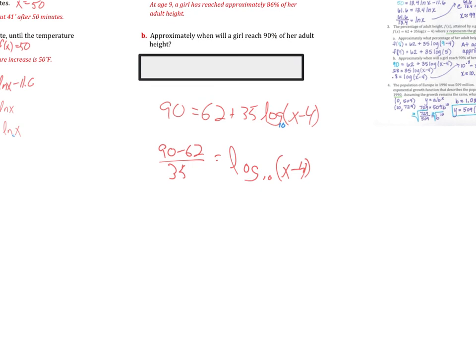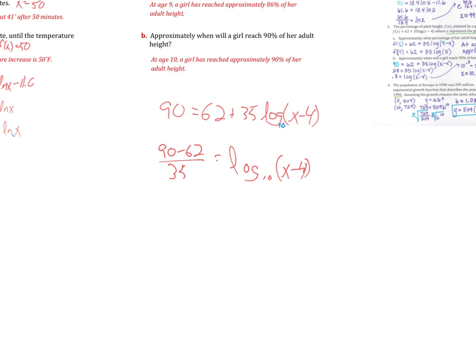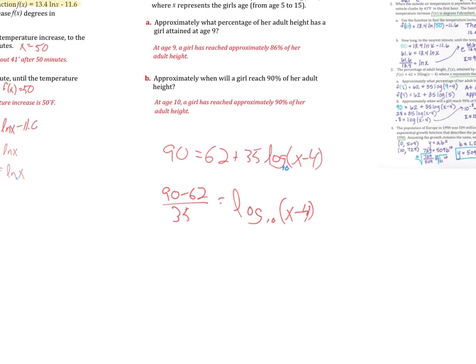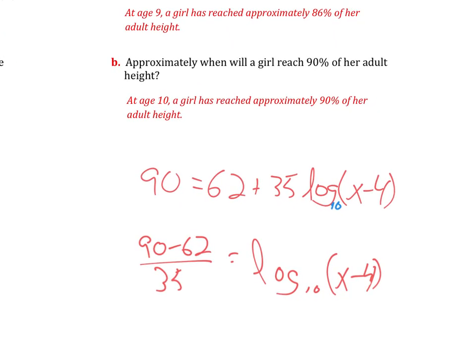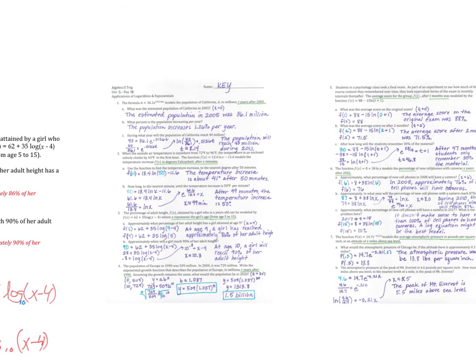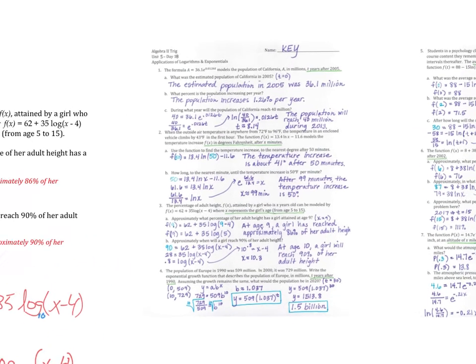Everything on the left side is going to be a decimal of sorts. We would then do 10 to the power of whatever this turns into, and that's going to be set equal to x minus 4. So 10 to this power equals x minus 4. Add 4 to the other side. If done correctly, we should have around age 10. Roughly age 10.